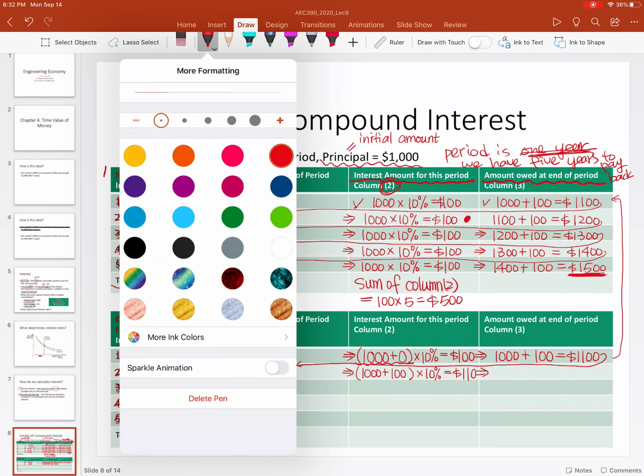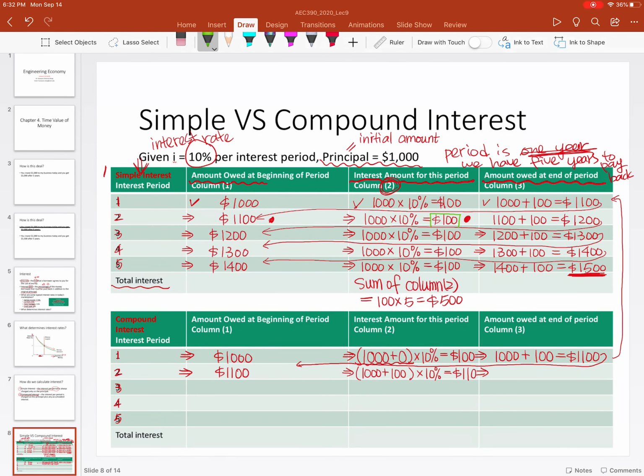Okay, so you see that here is the difference. This number is still 100 if it's simple interest, but here it is a bigger number. It's 110. So you can see that every interest period, the bank will get more interest. That's why the compound interest is very, very common. It's very popular, okay?